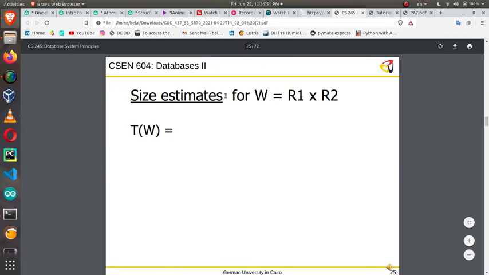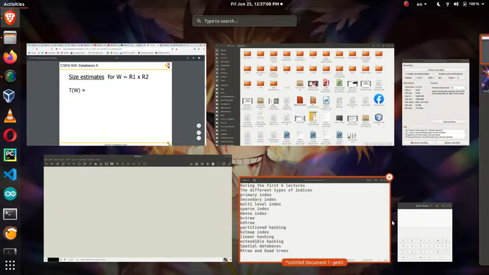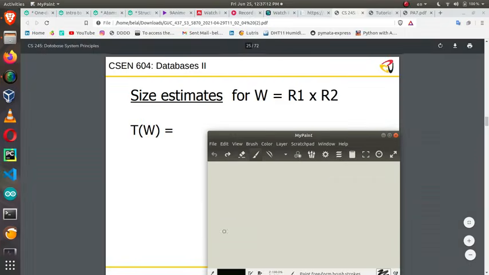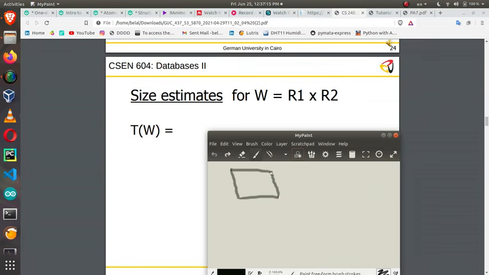So the first thing we are gonna look at is how to compute the cost for a cross product between two relations or two tables R1 and R2. So let's refresh your memory how to compute the cross product for given two tables. Okay, so we have table R1, this is R1, and we have table R2, this is R2.